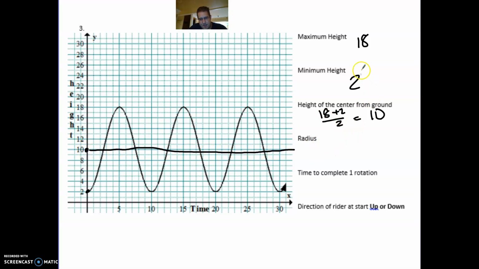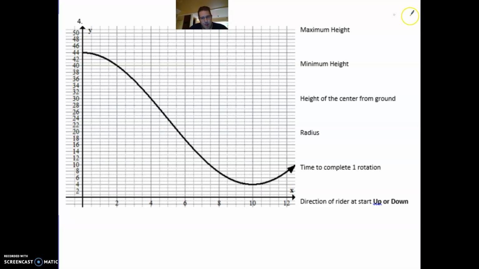And the radius is 8, because 18 minus 10 is 8, or you can say 10 minus 2 is also 8. Time to complete one rotation, so that's 90, 180, 270, 360, 10 seconds. And it looks like the direction was going up, because at the start it was at the very lowest point and it was going up.